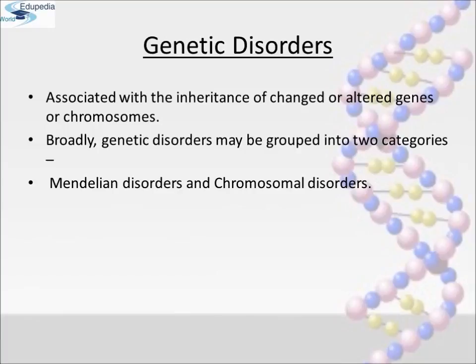A number of disorders in human beings have been found to be associated with inheritance of changed or altered genes or chromosomes. Broadly, genetic disorders may be grouped into two categories: Mendelian disorders and chromosomal disorders.